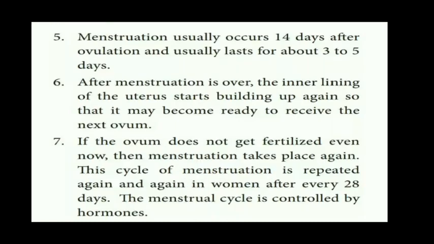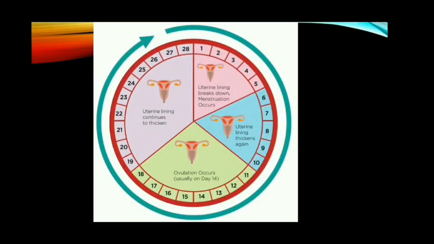Today we have studied about the menstrual cycle. The cyclic events that take place during the reproductive period of a woman's life are called the menstrual cycle. The menstrual cycle consists of 4 phases. The first phase lasts for 3 to 5 days, in which the uterine lining breaks down and menstruation occurs.